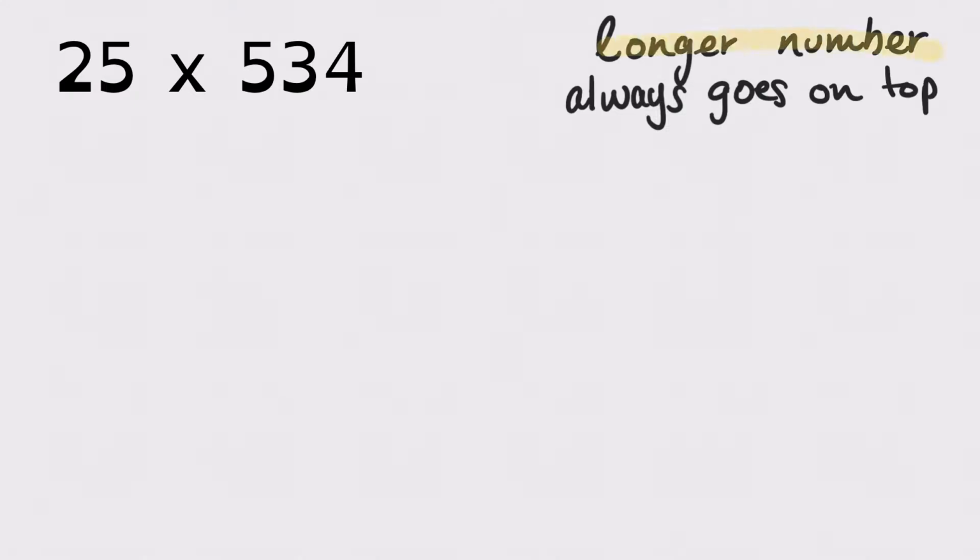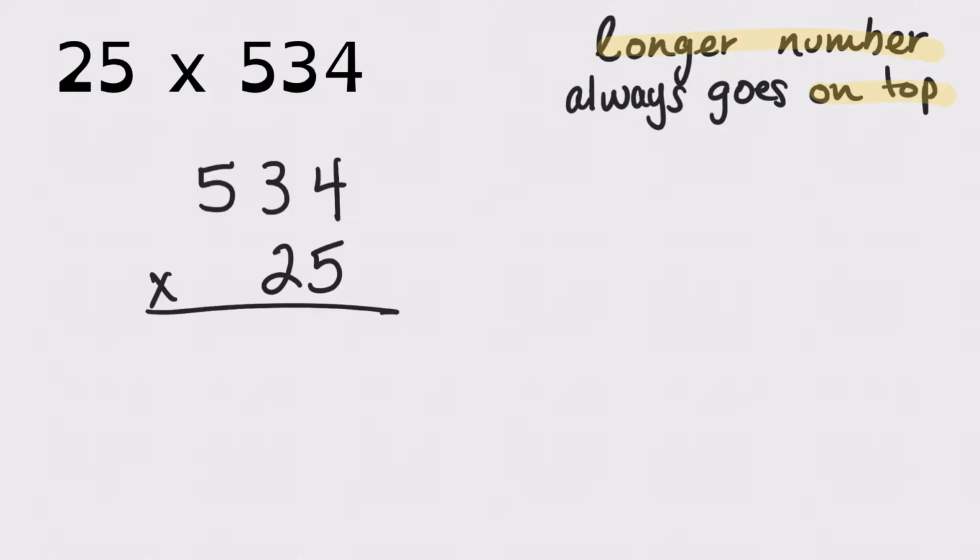So here's another example for two-digit multiplication, 25 times 534. If you remember in the previous video, I mentioned that your longer number always goes on top. So out of these two numbers, 25 and 534, 534 is a longer number. So when I write this problem, I want to write my longer number on top, like this.